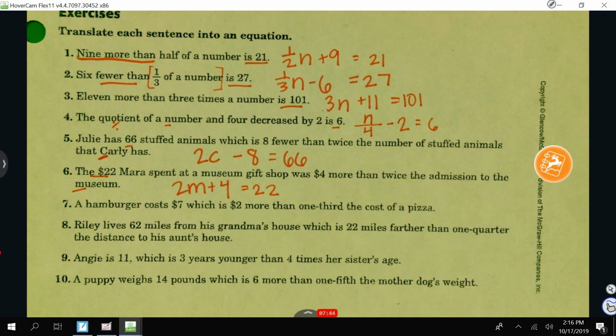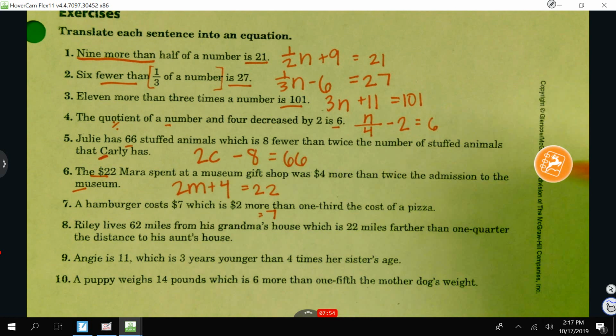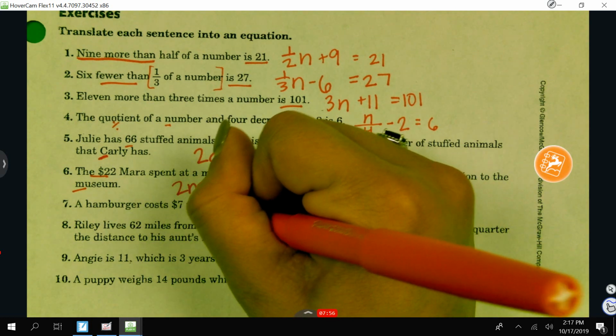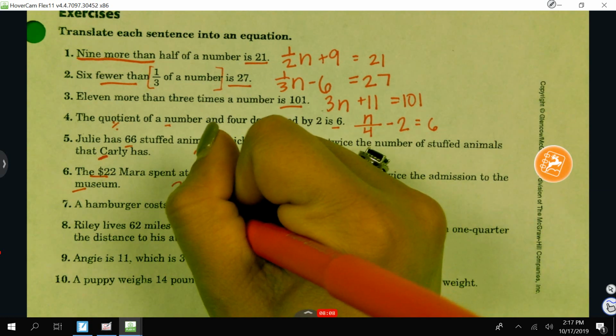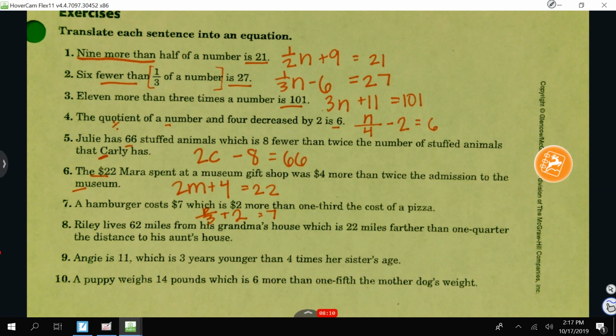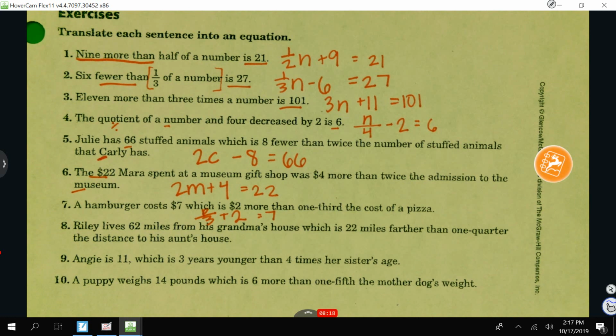Number 7: a hamburger costs $7, which is 2 more than 1/3 the cost of pizza. Equals 7. And you're going to add 2 more. And then you're 1/3. P, what'd you say? P over 3 or 1/3 P. So either one. I'll use P over 3 this time. It's 1/3 of a pizza. So 1/3 times P or P divided by 3.